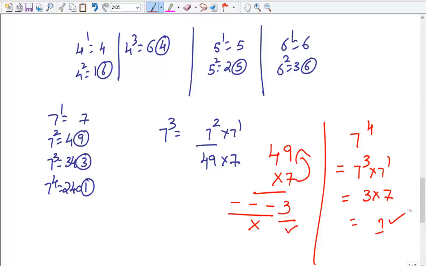That's it. A number into the previous number raised to some power; the previous power's unit term into the number again gives the unit digit of the current number. If we apply the same, 8 power 1 is going to be 8. 8 square is 8 into 8, 64, that is 4. 8 cubed is 8 into the previous number's unit term, that is 4. 8 into 4 is 32, that we can write as 2 here.